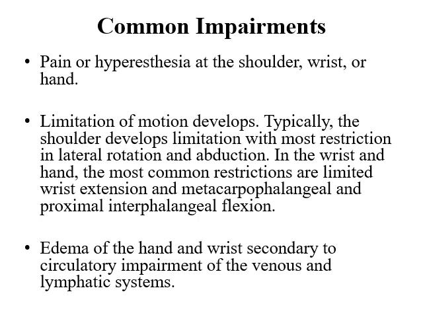Common impairments: the patient has pain or hyperesthesia at the shoulder, wrist and hand. Limitation of motion, that is, range of motion is limited. In the shoulder, typically the restriction is with lateral rotation and abduction. In the wrist, the most common restrictions are with wrist extension and MCP and PIP flexion. Edema of the hand and wrist is secondary to circulatory impairment of the venous and lymphatic systems.